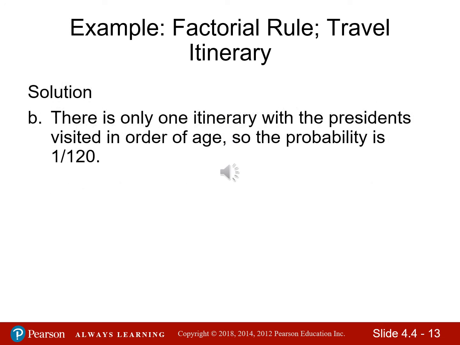Recall for part B, we want to solve the question, if the itinerary is randomly selected, what is the probability that the presidents are visited in order from youngest to oldest? Well, there's only one itinerary with the presidents visited in order of age, so this probability is simply 1 over 120.